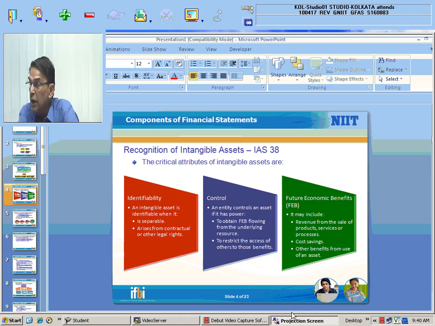Number two critical attribute of intangible assets is control. An entity controls an asset if it has power. When you say an entity has power, it is controlling a particular asset when it has the power to obtain future economic benefits flowing from the underlying resource, number one, and it can restrict the access of others to those benefits. Two things must happen. One is, the entity must have the power to obtain future economic benefits flowing from the underlying resource. And number two, it can also restrict the access of others to those benefits. Then you say it is control. Future economic benefits may include revenue from the sale of products, services or processes. That is one example of future economic benefit. It can also be cost savings. It can also be other benefits from use of an asset.